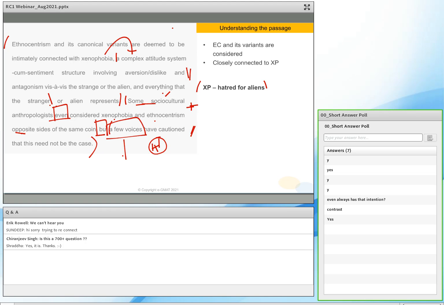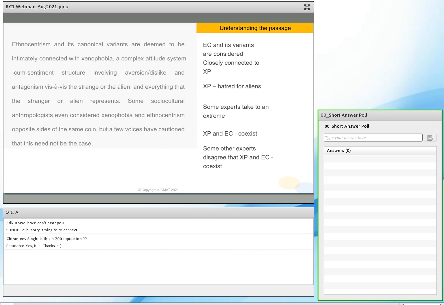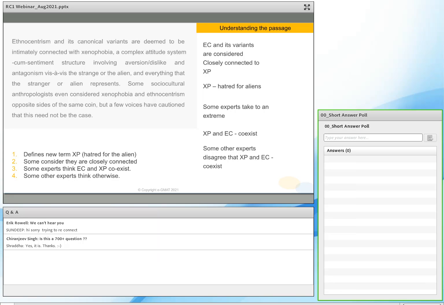"But a few voices have cautioned that this need not be the case." Yet again, notice "a few voices." The author is again letting you know this is not necessarily him or her. Some random third party, a few voices, are saying that it's not necessarily the case. So we have unlocked everything there is to unlock in this passage. We've extracted everything.